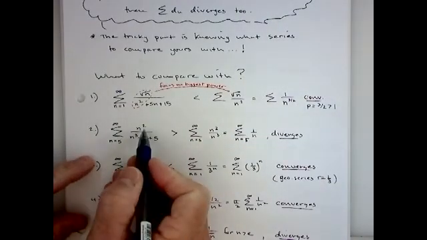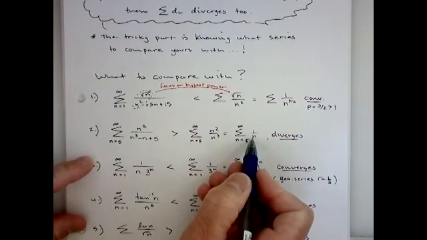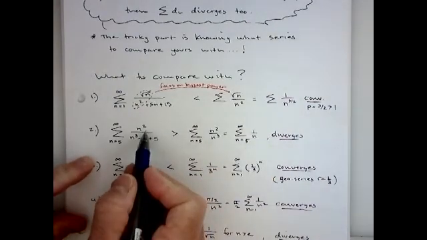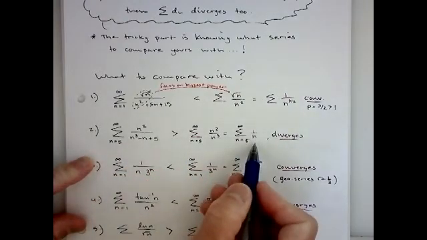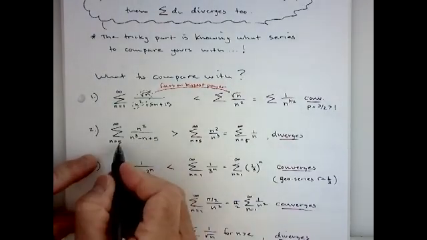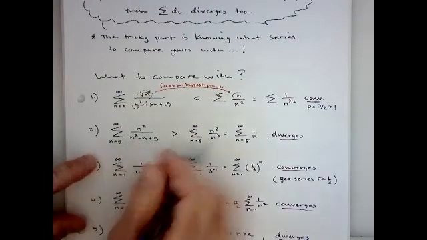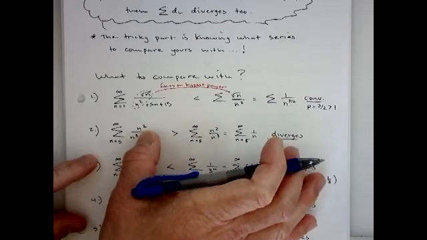Number 2, same strategy, focusing on the highest power. That's going to behave the same as 1 over n. And you can show that this series is going to be greater than 1 over n. You can try it for yourself. If you pick a number bigger than 5, again, without that term, those are equal. That equals 1 over n.